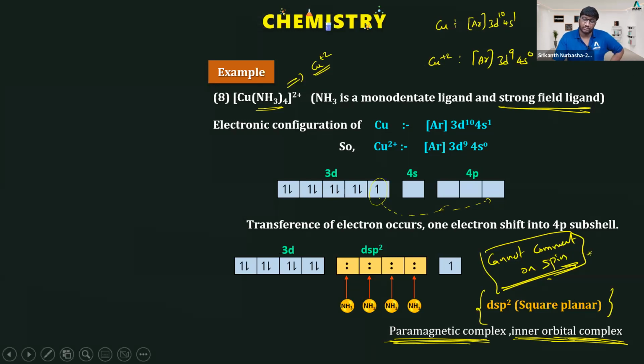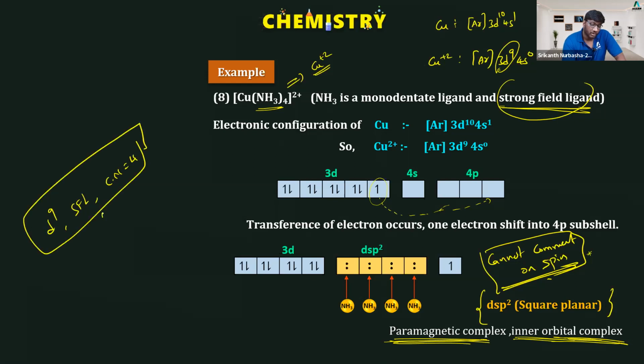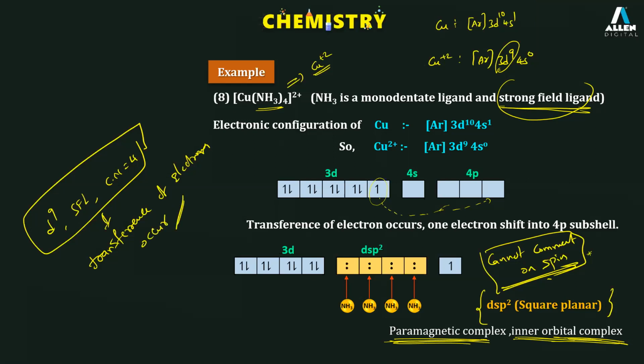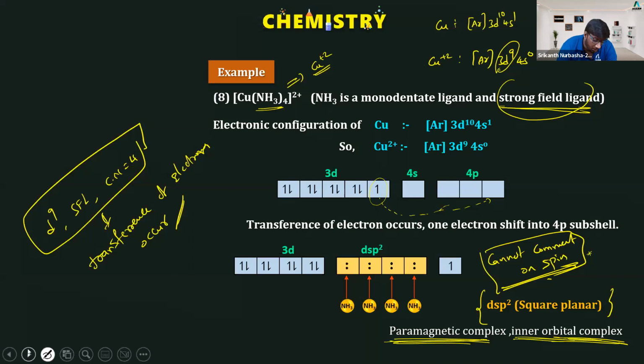Are you getting this, students? Yes, sir. So this is an important example, like transference of electron is possible for the D9 configuration. Yes, D9 strong field ligand, coordination number 4. So what happened now? Transference occurred. Next example, what I have told you? D7 configuration, strong field ligand, coordination number 6. Yes or no? Let us look at that example as well.